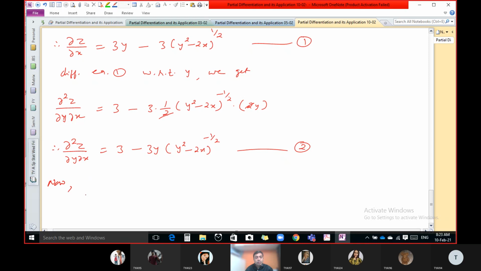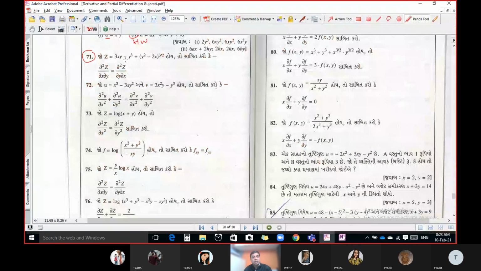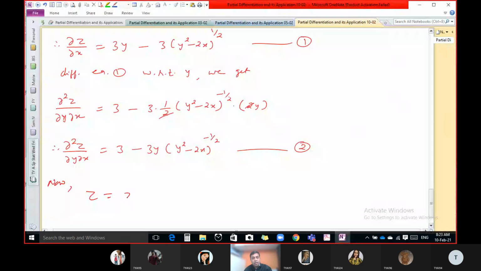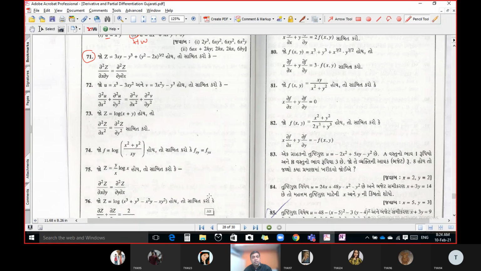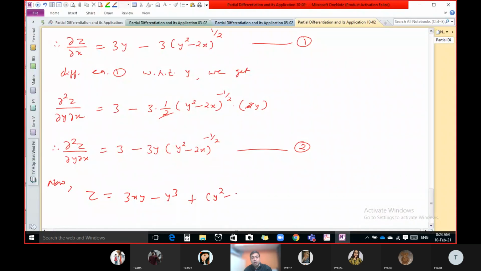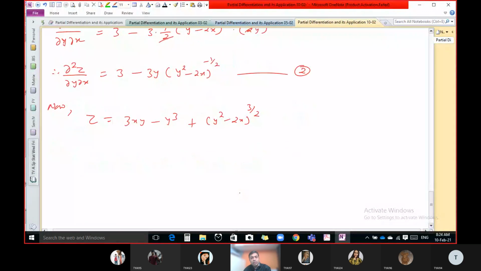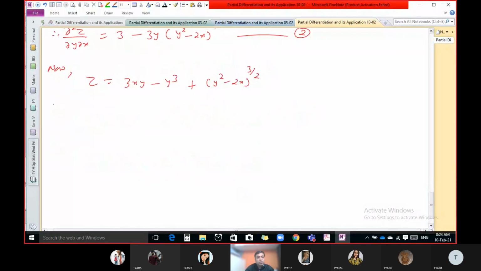Now z equal to 3xy minus y cube plus y square minus 2x raised to 3 by 2. This is my original function. Now differentiate this with respect to y first of all. Tell me the derivative of this with respect to y.